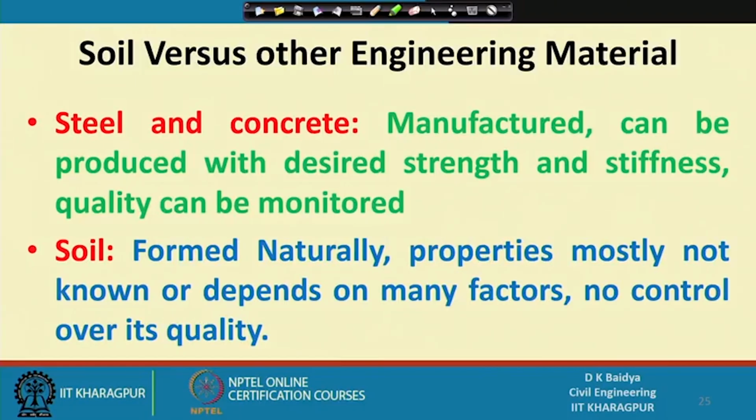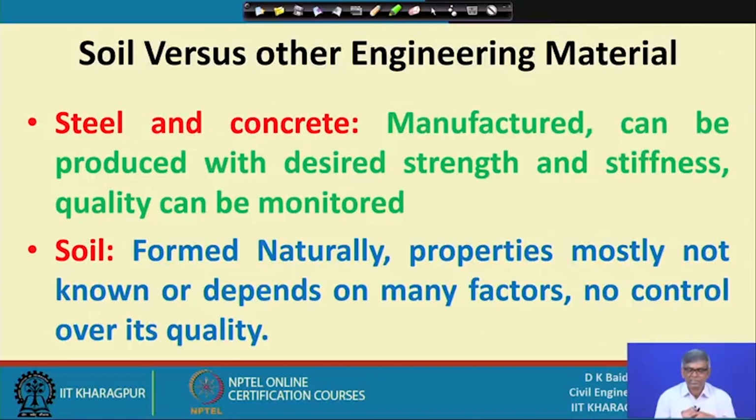So, if this question comes, then you should not miss soil as a civil engineering material. In fact, this is a major civil engineering material. Now, what is the difference between soil and other civil engineering materials? The broad difference is like this. Steel and concrete are the most important civil engineering materials, and perhaps the superstructure will be built with these only. Both steel and concrete can be manufactured and produced with desired strength and stiffness, and the quality can also be monitored.